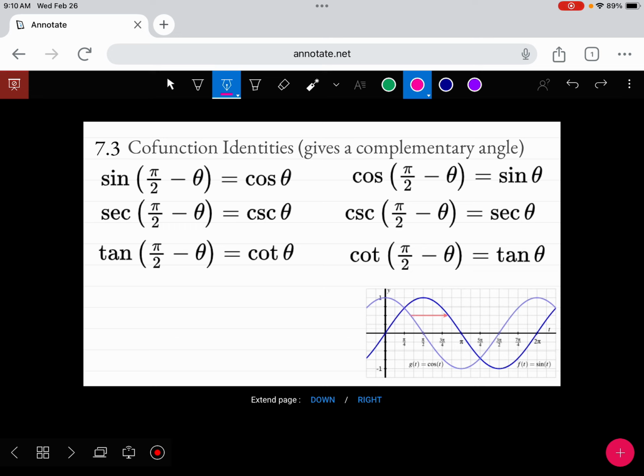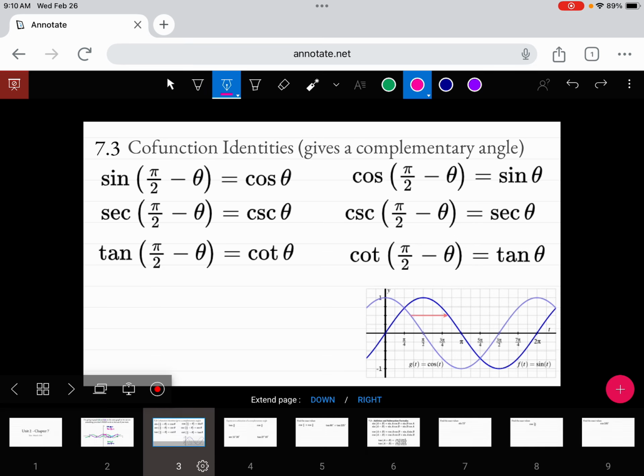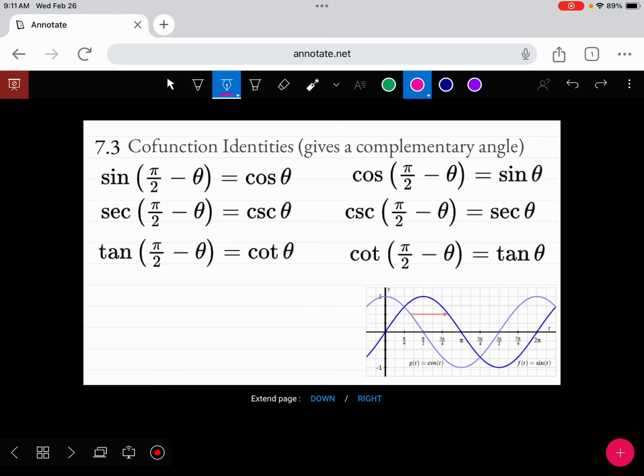This chapter is gonna have a lot of formulas that we have to memorize. And we should get to our second set today. This one has a lot of formulas, but we're going to use them for a long time. So we're going to work with these. We're trying to find these complementary angles. These are all our cofunctions.